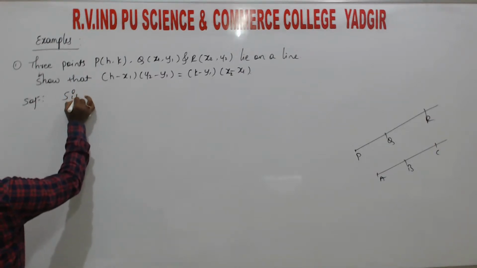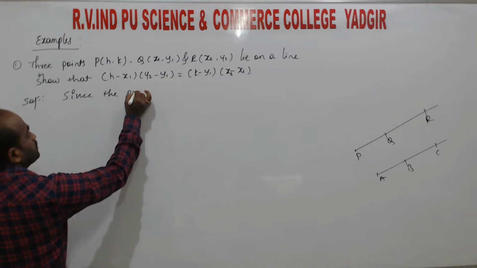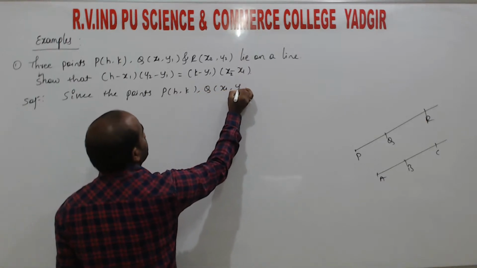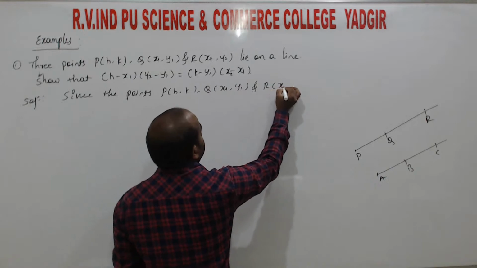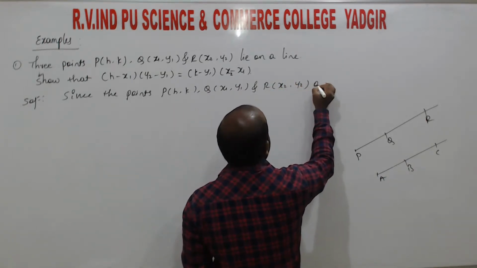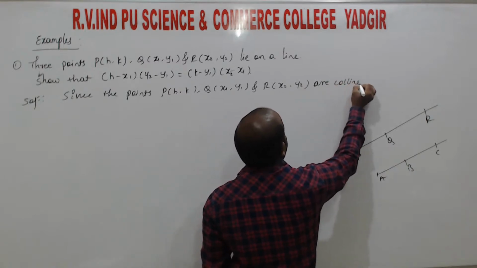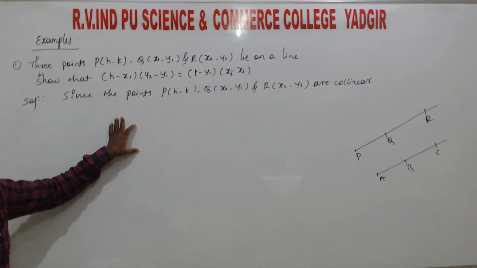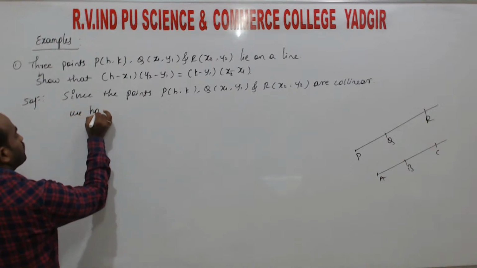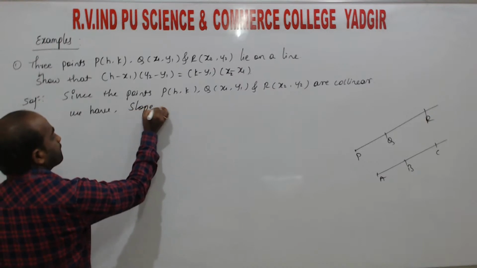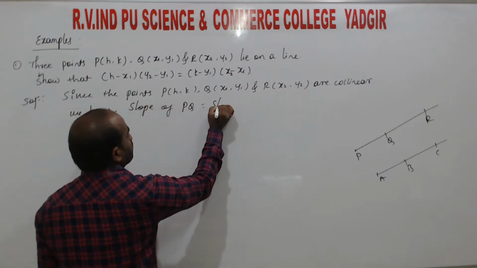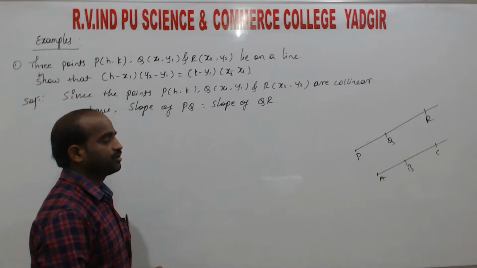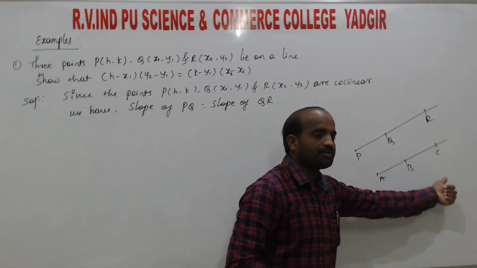Okay, since the points P of (h, k), Q of (x1, y1), and R of (x2, y2) are collinear, because lie on a line means what? Collinear. Okay, we are taking slope of PQ equal to slope of QR. Slope of PQ equals slope of QR. This means slope of AB equals slope of BC.